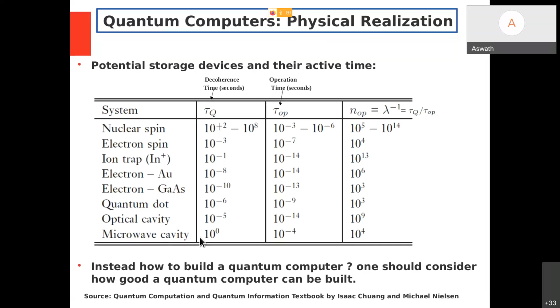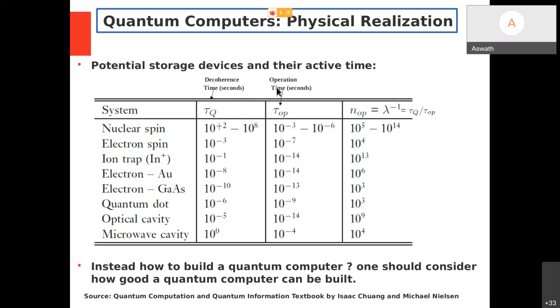What are those constraints? There is something called the coherence time, meaning the existence of quantum nature in that hardware: at a given instant of time, how long the atom can exist in superposition, how long it allows me to store qubit information. That is represented by the coherence time. Okay, let's say it exists for some time.